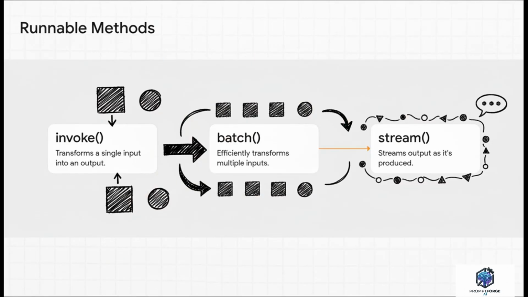And the beauty of the Runnable interface is its simplicity. It really just comes down to the three main methods you see here. Invoke takes a single input and gives you a single output. Batch lets you do the same thing but for a whole bunch of inputs at once, which is way more efficient. And Stream gives you the output piece by piece as it's generated, which is perfect for things like chatbots. And that's it, a simple, predictable standard for everything.